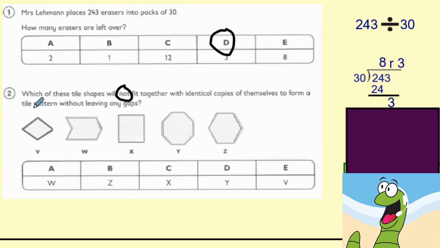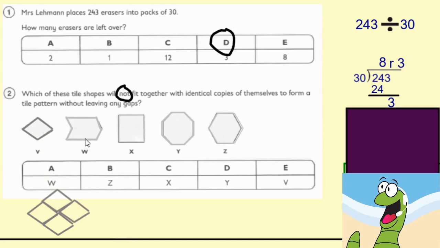Well, we can work out the fact that this diamond shape, we take that diamond shape, it will fit together without any gaps, because these types of shapes will. And again, if you want to draw the shapes very, very quickly, even if it's rough, it doesn't matter. It will give you a better idea.